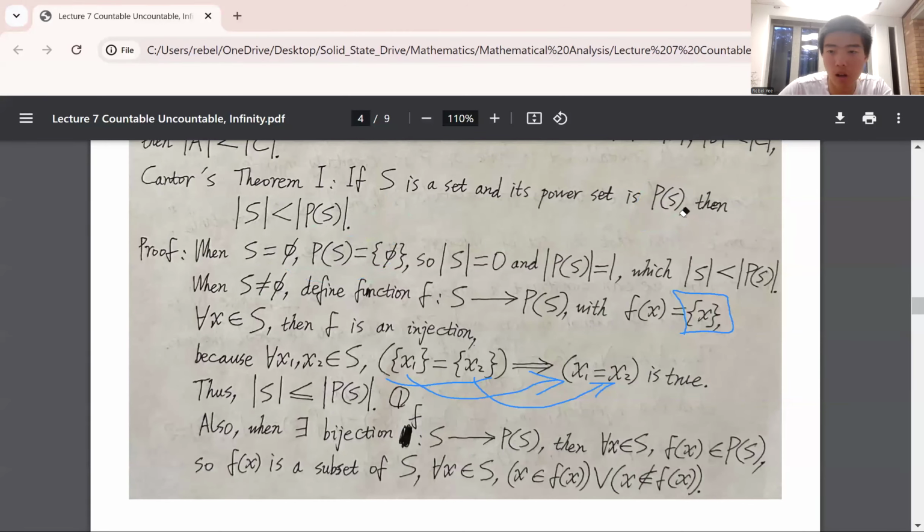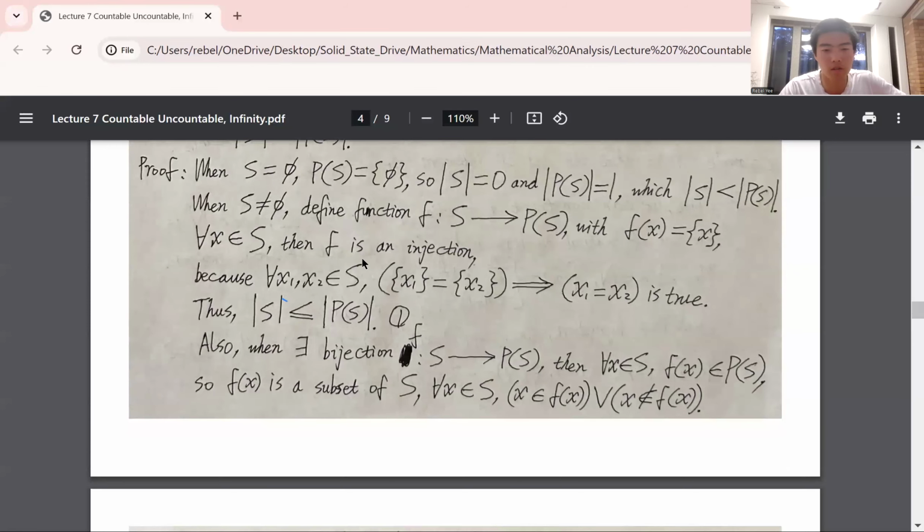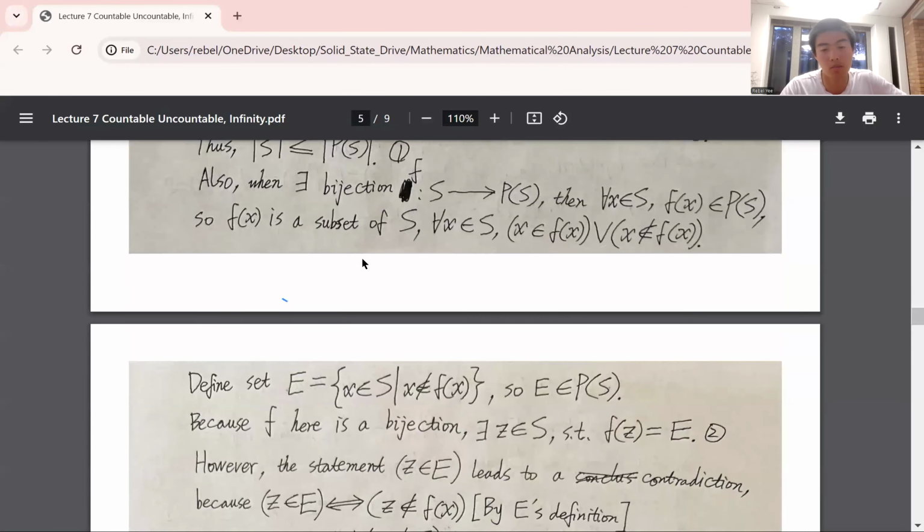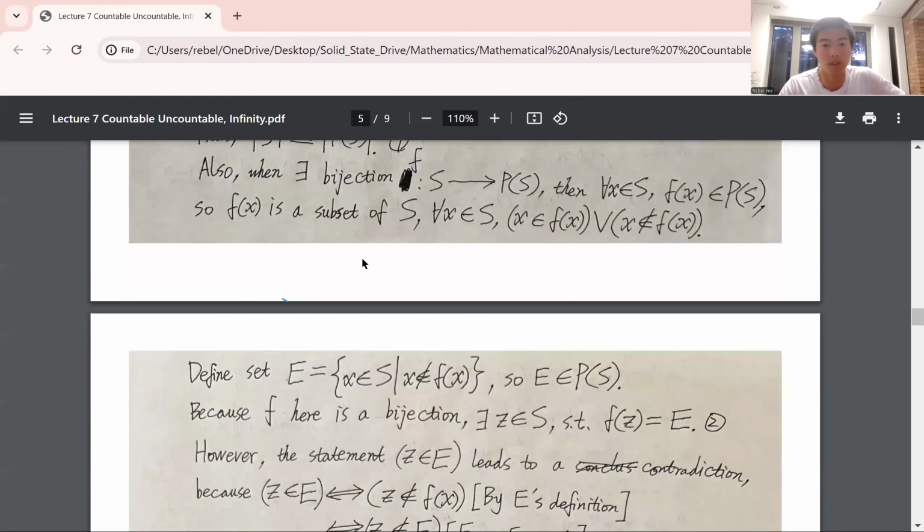All right, so we have proved half of it. We just need to prove that we cannot find a bijection. So how can we go about that? If we want to show there's no bijection, we might first assume there is a bijection, right? We assume there's a bijection from S to PS, and we just need to find a contradiction. If we reach a situation that's impossible or contradicts some axiom, then it's over.